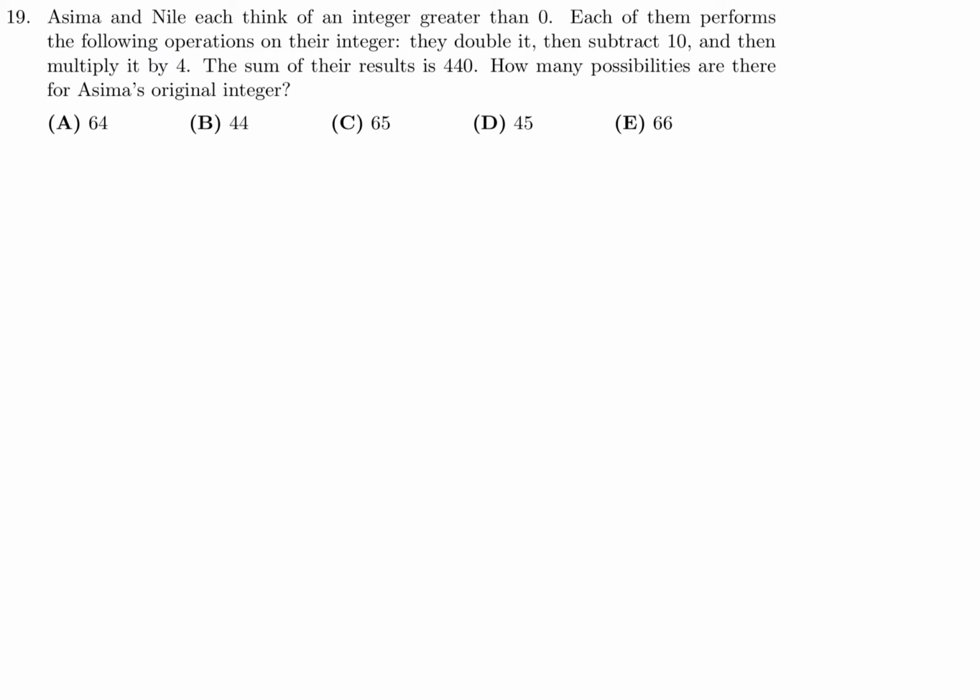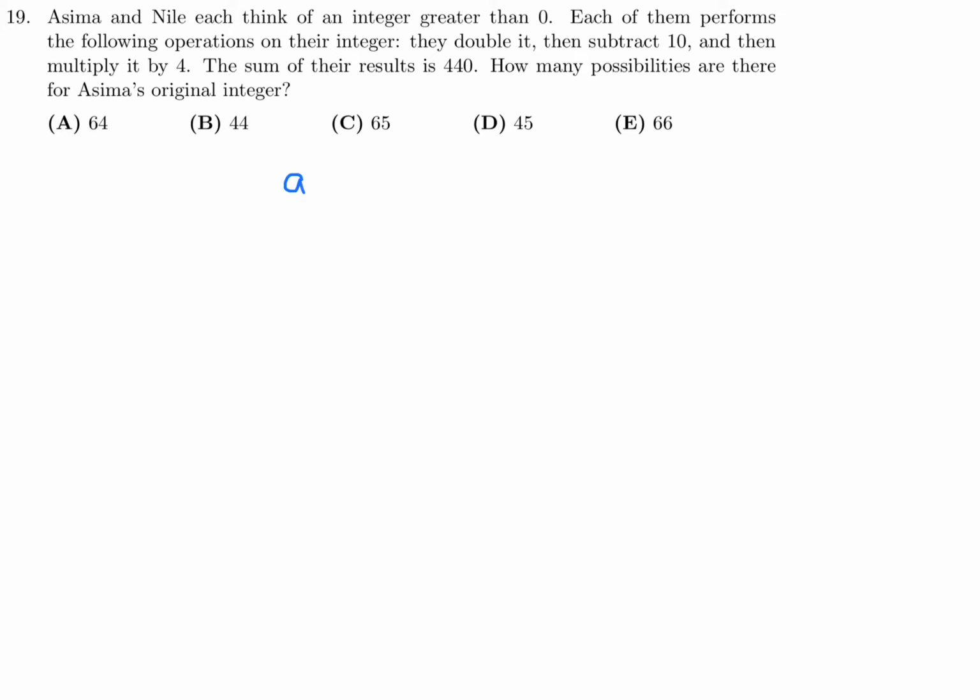Asima and Nile each think of an integer greater than 0. Each of them performs the following operations on their integer. They double it, then subtract 10, and then multiply it by 4. The sum of their results is 440. How many possibilities are there for Asima's original integer?